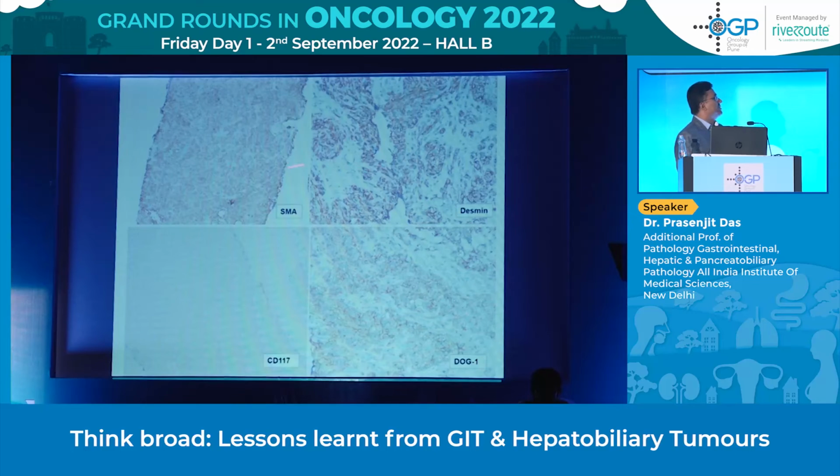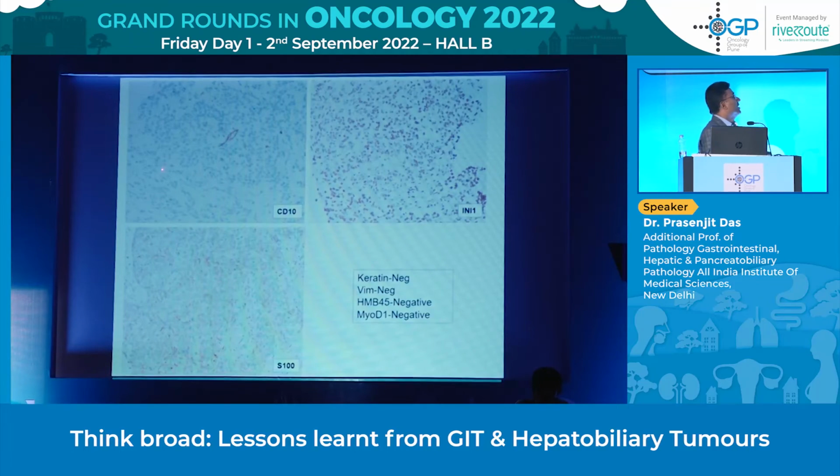The tumor came positive for both SMA and desmin. However, the tumor was diffusely positive for DOG1 and negative for CD117. We thought this case is solved, but DOG1 is positive. Again, we are fixed. CD10 was negative, so endometrial stromal tumor was not considered.